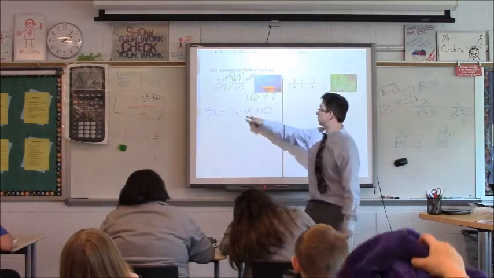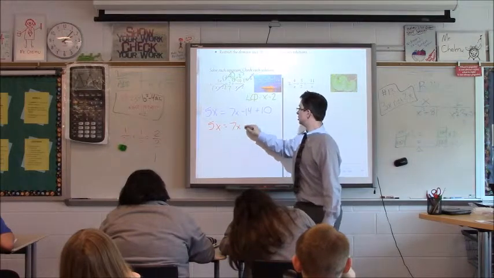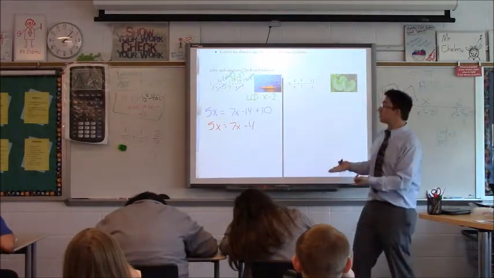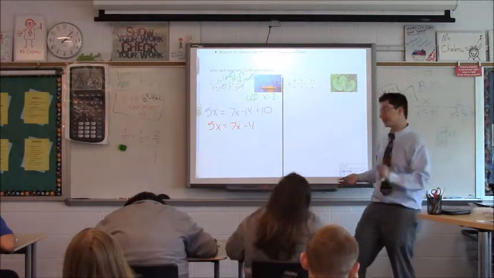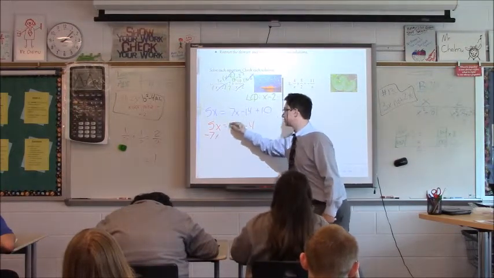So, 5x equals 7x minus 4. Okay, what can we do next? We could minus the 5x, or minus the 7x. Which is quicker? Minus the 7x, because it's one less step this way.